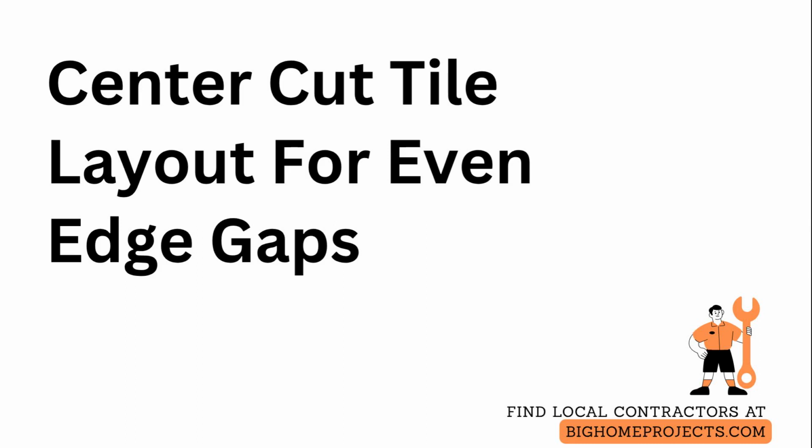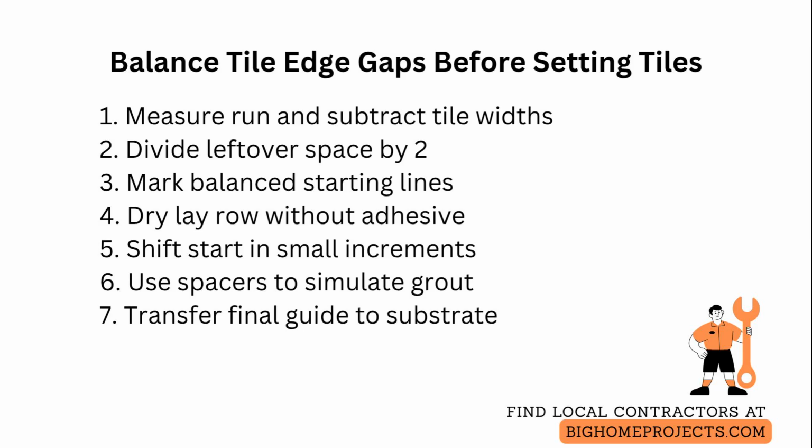If the leftover space at the end of tile rows is uneven during ceramic tile installation, adjust the layout before setting adhesive to avoid excessive cuts and wasted material. Start by measuring the full run and subtracting the width of full tiles to find the leftover space. Divide that leftover space by 2 to determine even edge gaps and mark balanced starting lines using a chalk line.